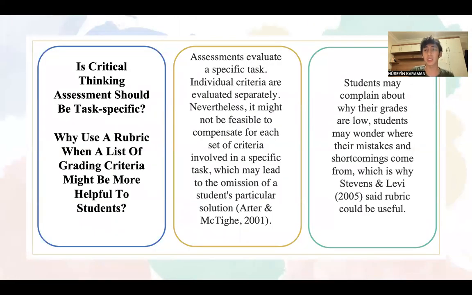And for the final discussions, there were some questions in the reading text, and I searched them and gave some references. Should critical thinking assessment be task specific? Assessments evaluate a specific task, so individual criteria are evaluated separately. Nevertheless, it might not be feasible to compensate for each set of criteria involved in a specific task, which may lead to the omission of a student's particular solution.